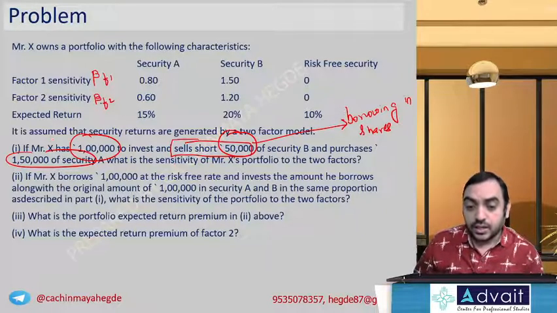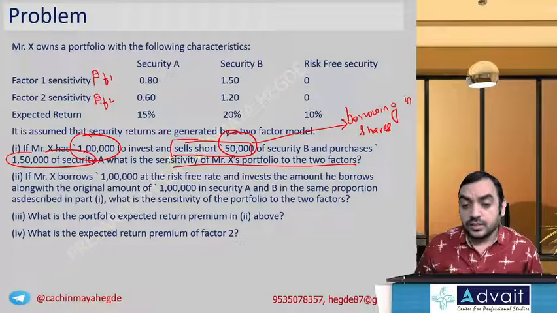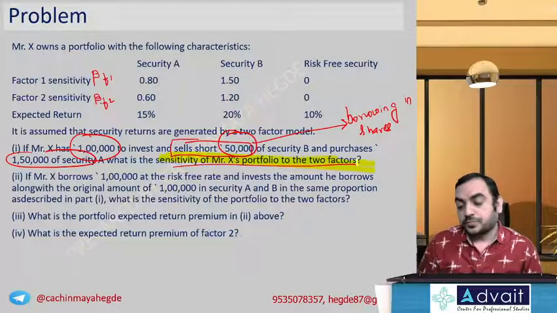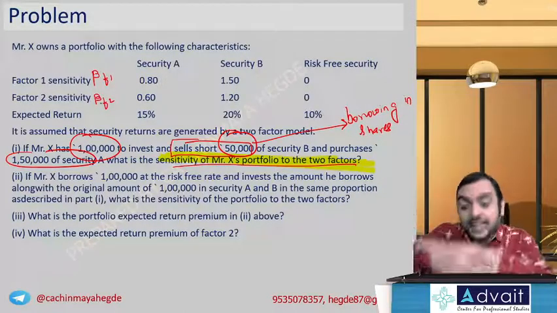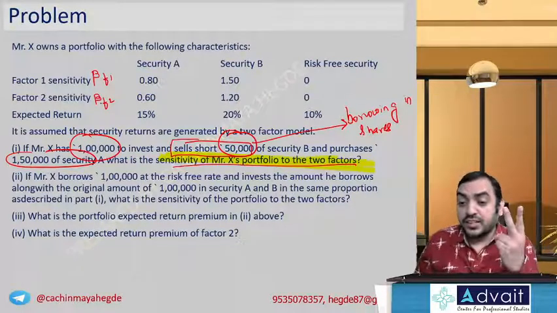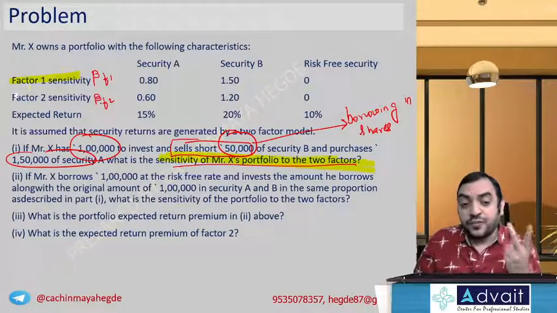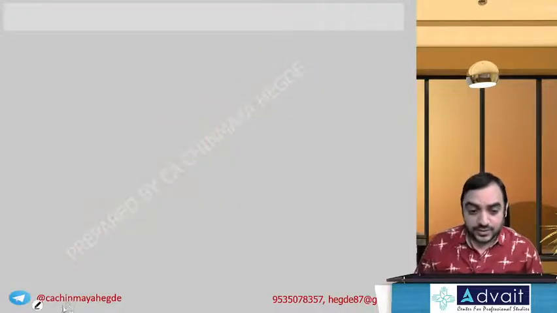First, what is the sensitivity of the portfolio to the two factors? Please tell me how many portfolio betas we have to calculate. We have security A, security B, and we are mixing them in a portfolio. So how many do you have to calculate for the portfolio? Two, for factor 1 and for factor 2. But the process is simple. We have to multiply beta with respective weights. So first we'll compute the weights.